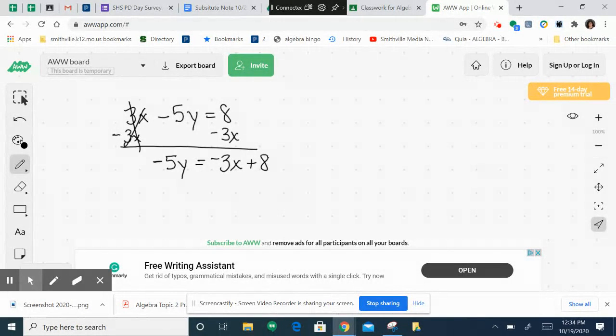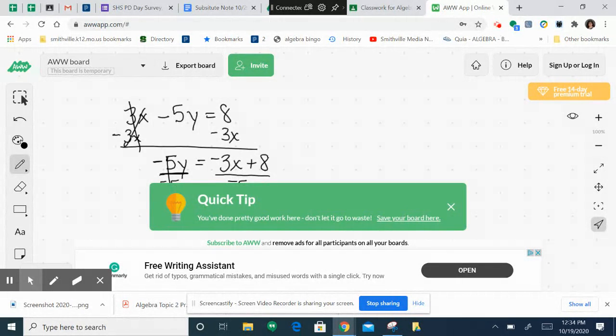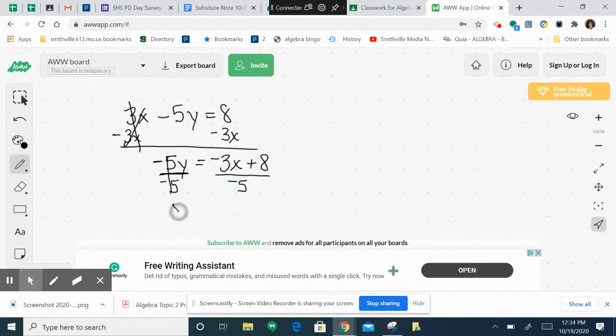All right, so I've got now the term with y by itself on the left. Now I need to get the y value by itself. Because it's being multiplied by negative 5, I'm going to undo that by dividing by negative 5. Now I'm left with y equals, and then that negative 5 is dividing each term here.